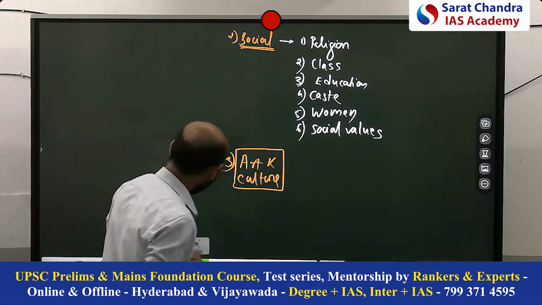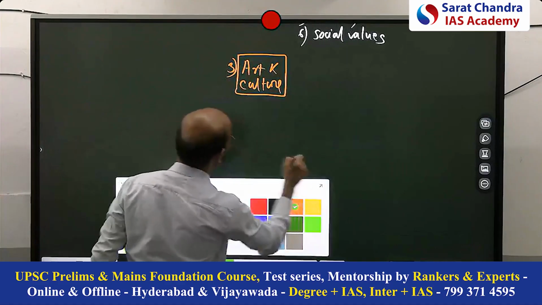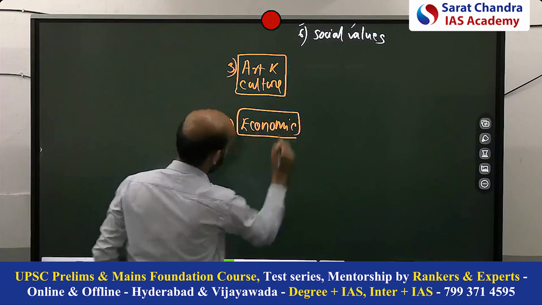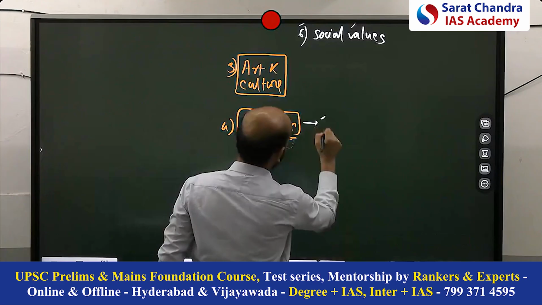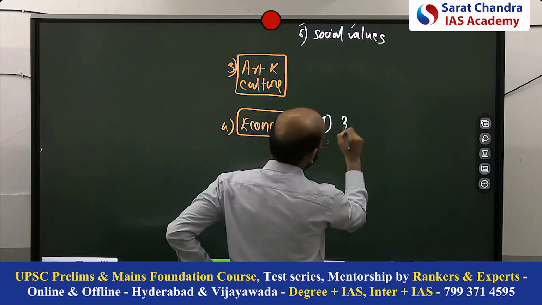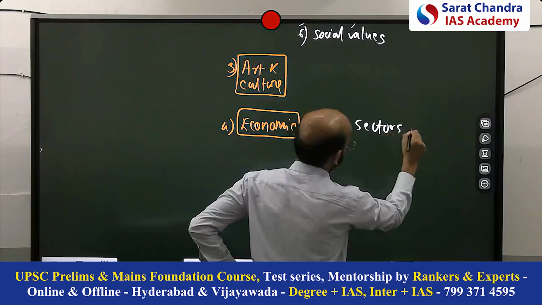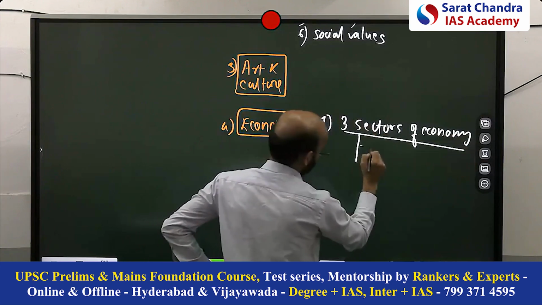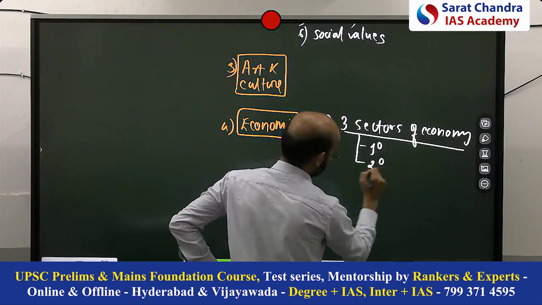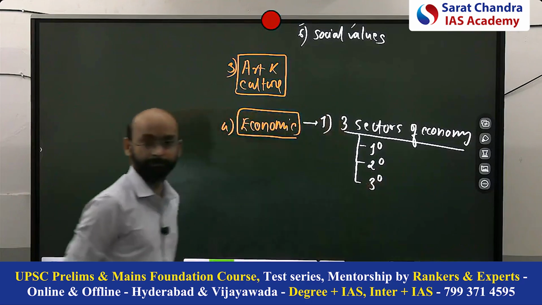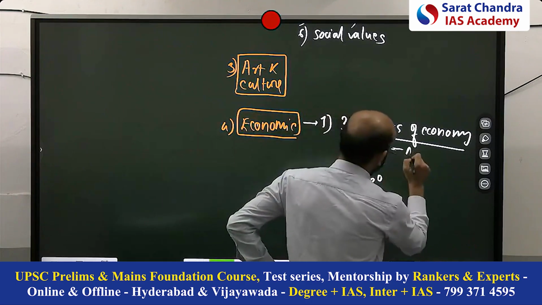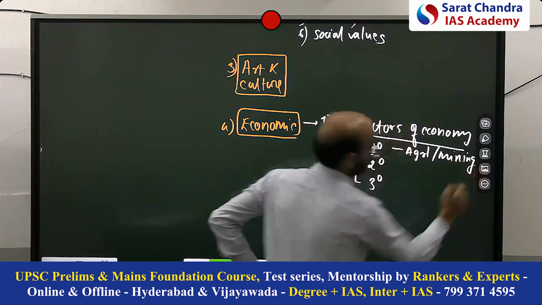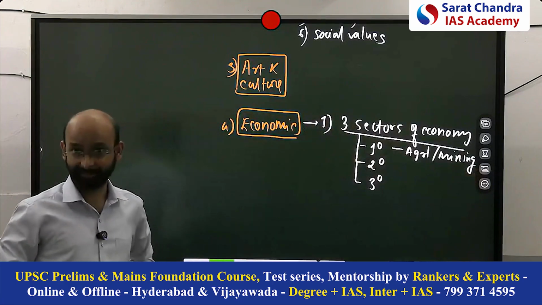Okay. The next aspect, the fourth, is economic history. Within this, first you have to bring the three sectors of economy: primary sector, secondary sector, tertiary sector. Here in the primary sector, bring agriculture, bring mining also. There was mining for coal. It started. They were mining.